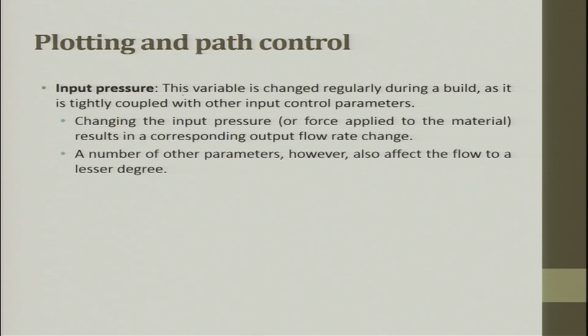These are some of the key features which depend on plotting and the path control. Input pressure: this variable is changed regularly during a build, as it is tightly coupled with the other input control parameters. Changing the input pressure applied to the material results in a corresponding output flow rate change. A number of other parameters also affect the flow to a lesser degree, but pressure is very important. This is where you have to go back to your cake icing.